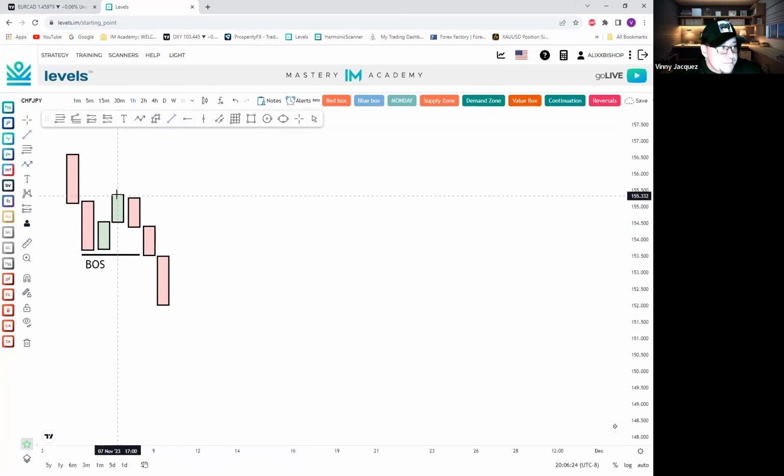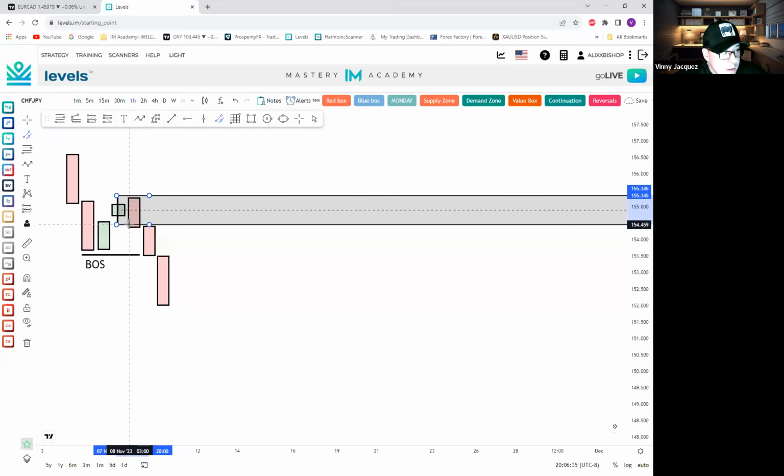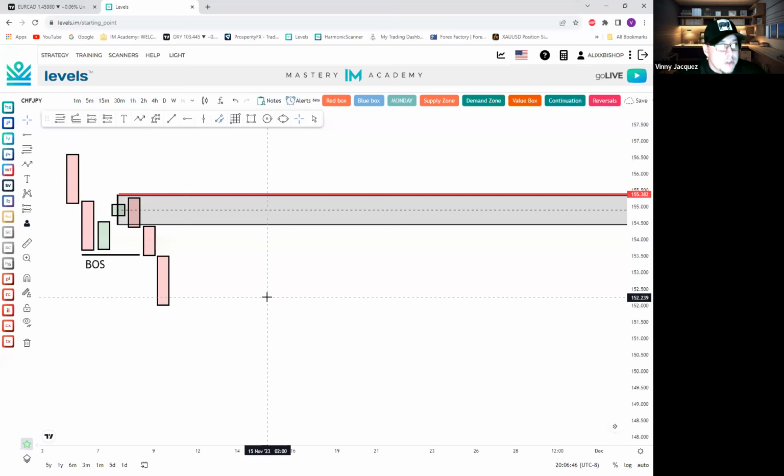Let me put some wicks real quick. We like to go from wick to wick. Boom. That's going to be my setup. This is my starting point, the starting point that made this bearish move. My stop loss will be above the high. At this point, we're looking for sell continuations.